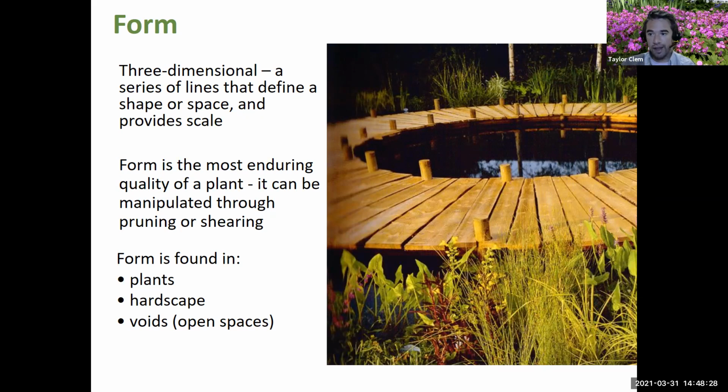Form can be found in plant material and hardscapes, but also voids. That's positive and negative space, where you have things that exist and where things don't exist. Sometimes that's how we think about creating balance in spaces. It's a balance of positive use and negative use, kind of like that yin and yang idea. This negative space can help balance that positive space. So that void or open space can be a great tool when understanding form.